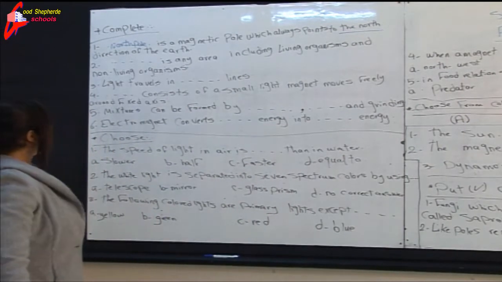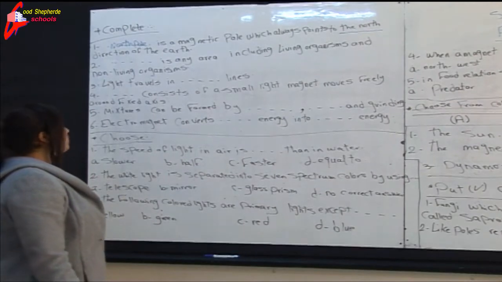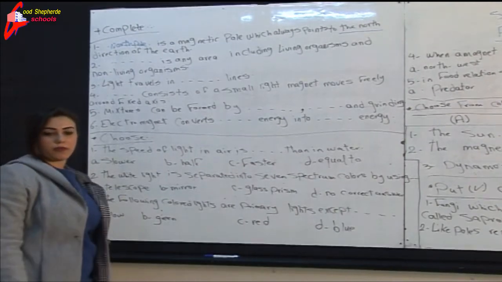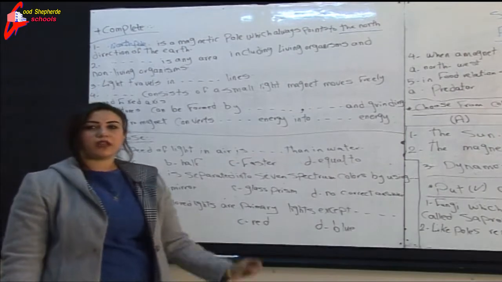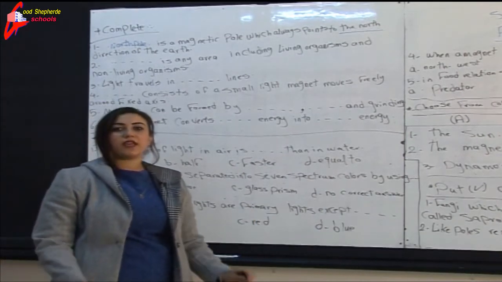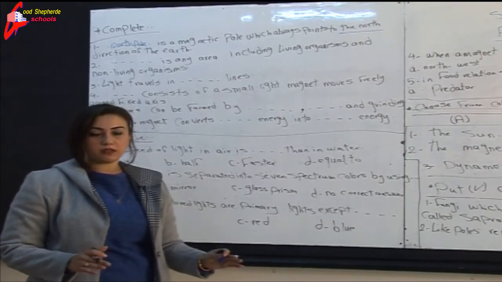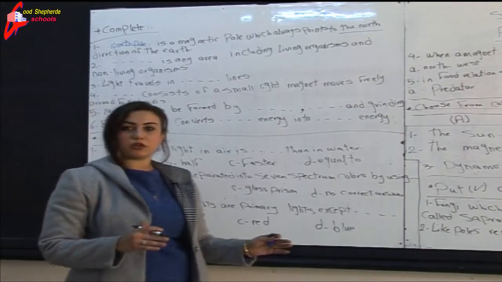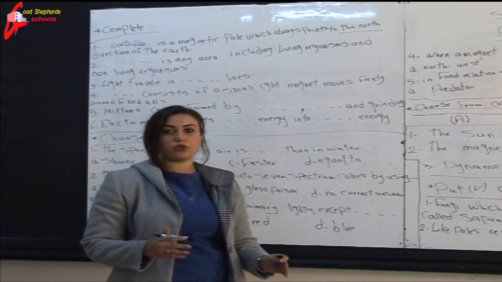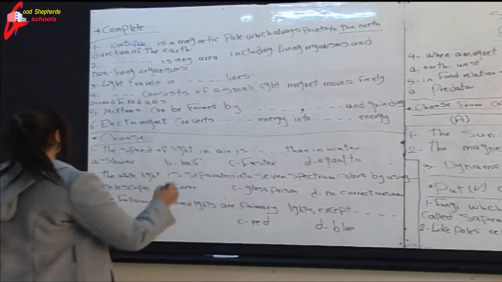Number two, blank is any area including living organisms and non-living organisms. Do you remember in lesson environmental balance that ecosystem is any area that consists of living organisms like plants, animals, and non-living organisms like soil, water, and air? Okay, so the answer is ecosystem.